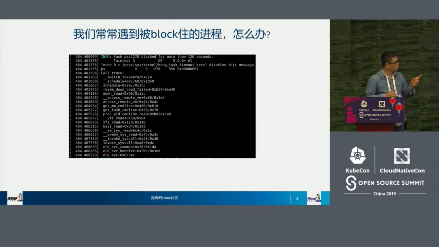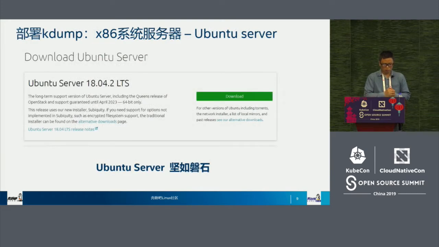What if our system is blocked? It's a call trace that's commonly seen for 120 seconds. It's probably a deadlock or something else. If you're using kdump, then you can better solve this problem. You would know who holds the lock and who's waiting on the lock. We will use kdump to learn this information.